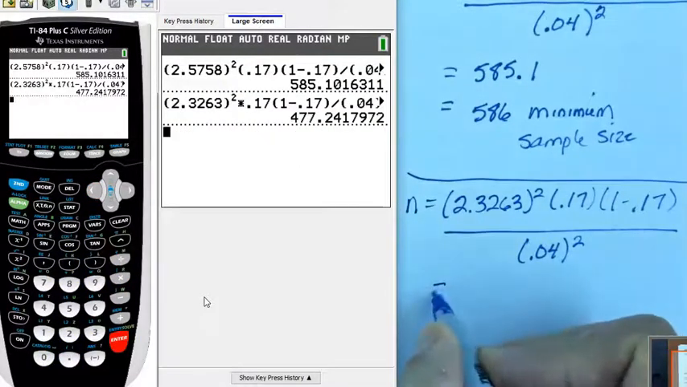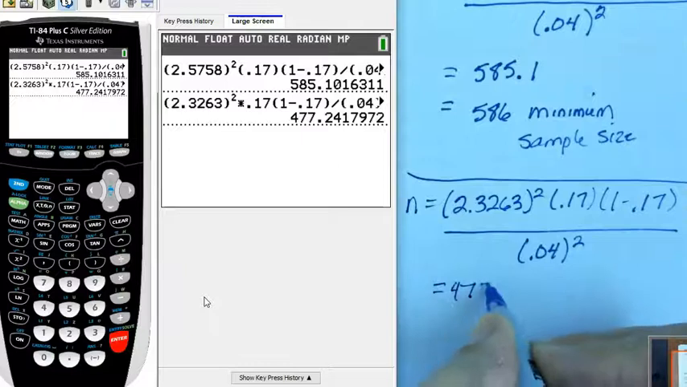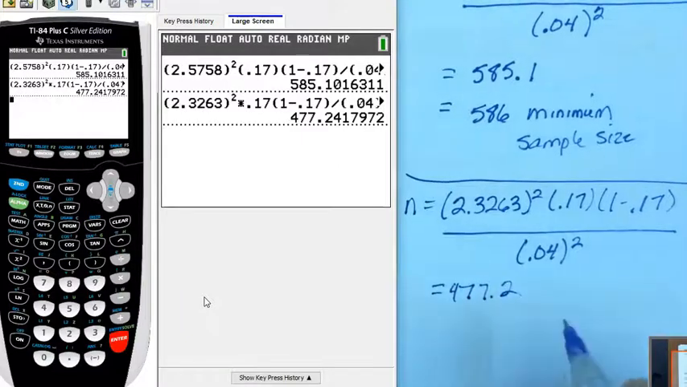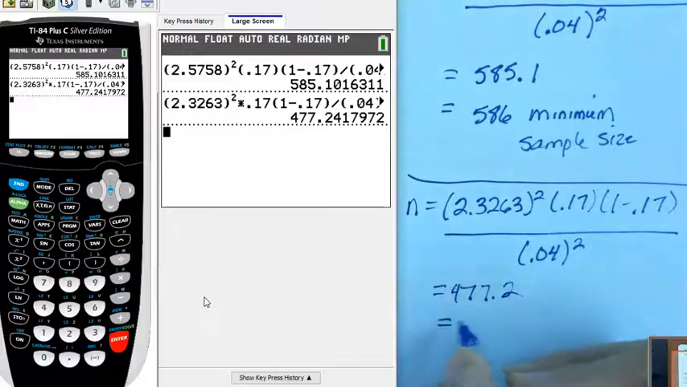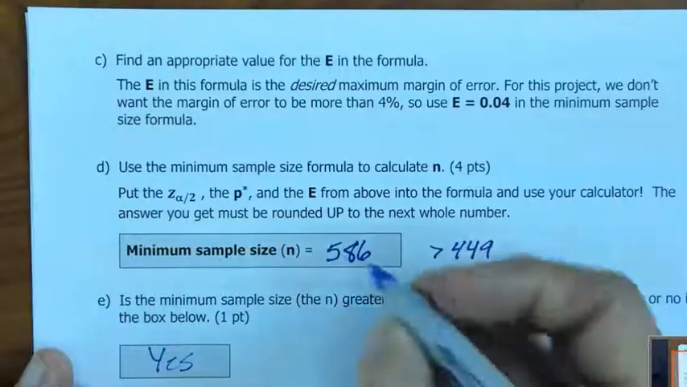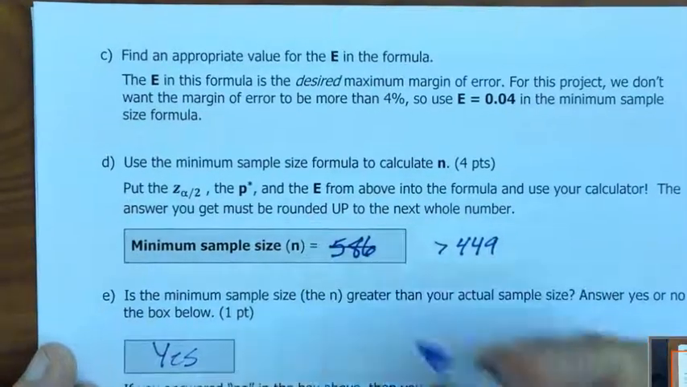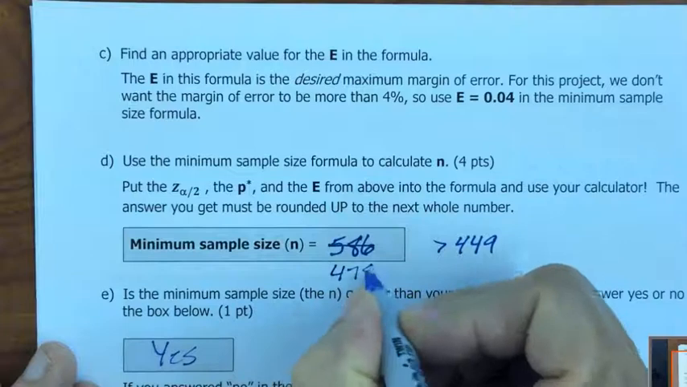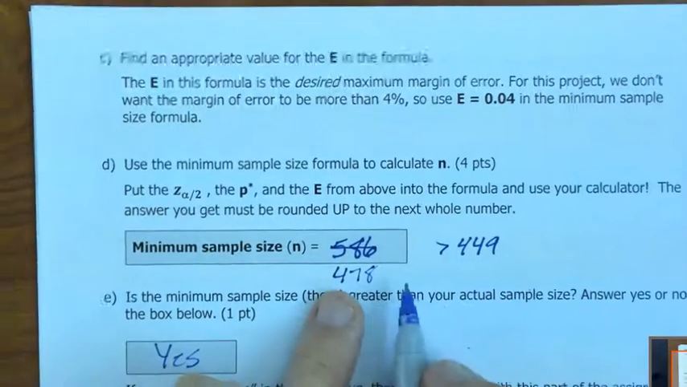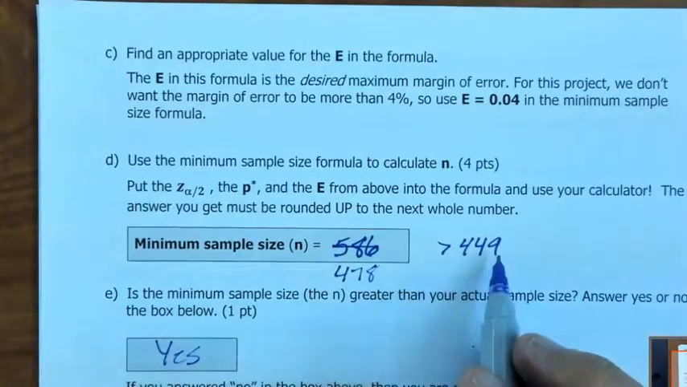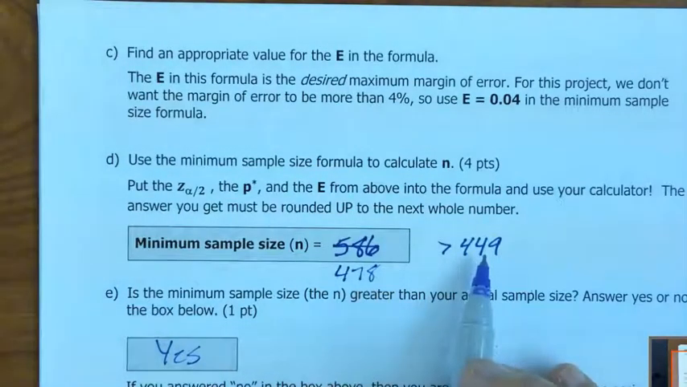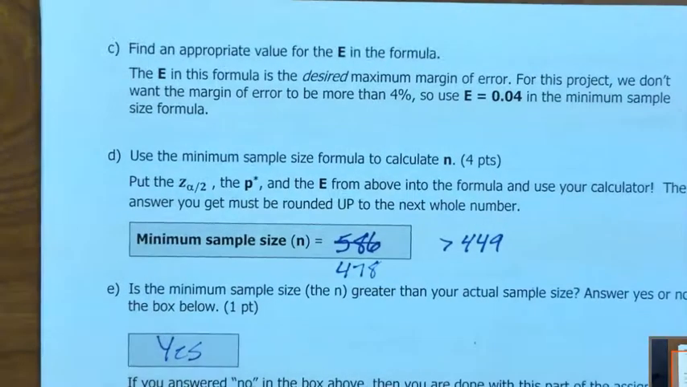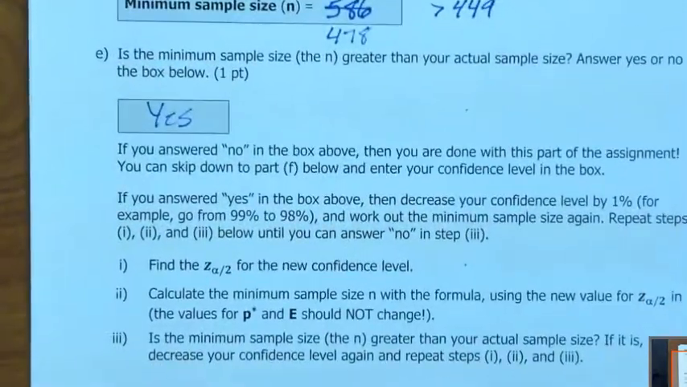When I calculate that one, I get 477.2. I still have to round this up because we're talking about a minimum sample size, so I'm going to round that up to 478. So now I've got a new minimum sample size, which is 478. The question is whether it's greater than my actual sample size, which is 449, and fortunately, it still is greater than that. So this is still a yes, and that means I need to go through this again.